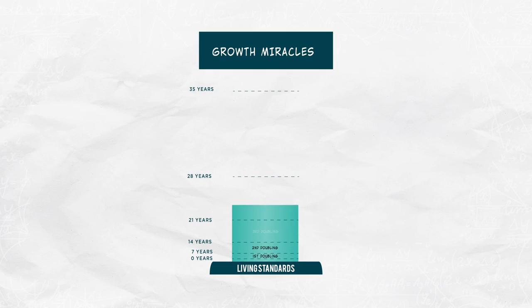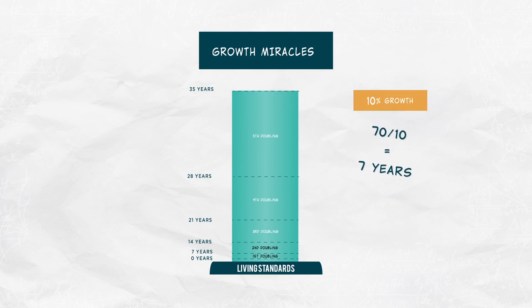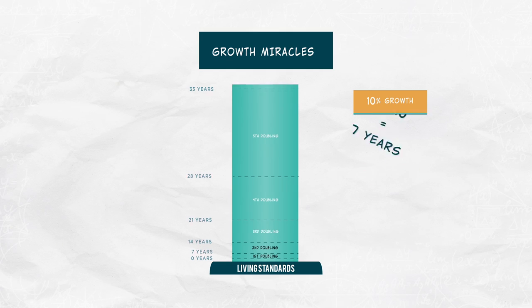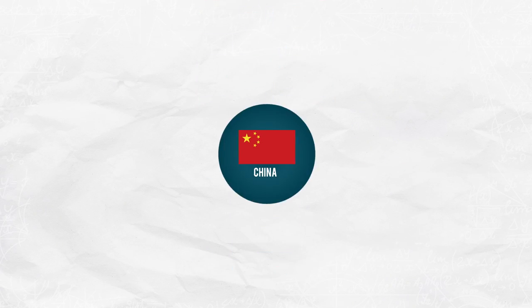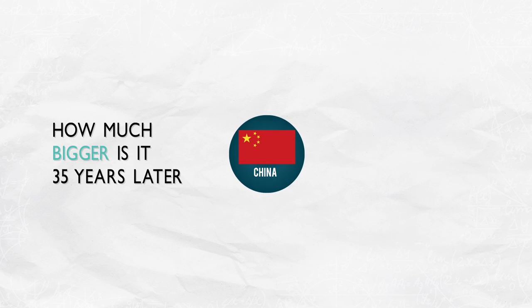For example, when comparing how living standards are changing in various countries. In growth miracles like Korea, China, and Japan, we've seen annual growth rates of 7 to 10%. At 10% growth, that means living standards are doubling every 7 years. China did this for 35 years. So, how much bigger is it 35 years later?